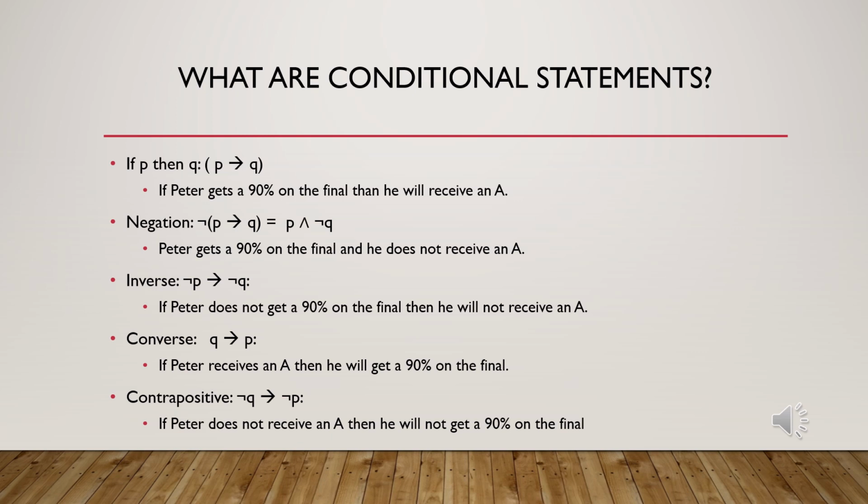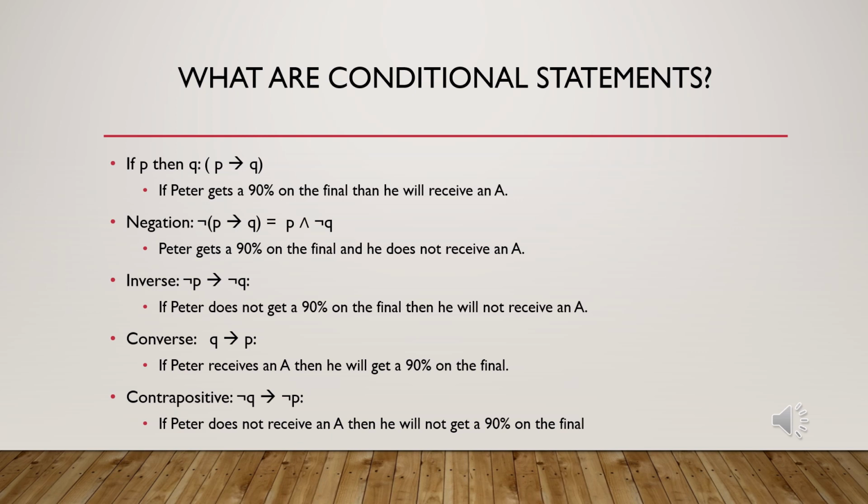What are conditional statements? A conditional statement is an if P then Q statement. The symbol for that is P arrow Q. If Peter gets a 90% on the final, then he will receive an A, is an example of a conditional statement. The negation of a conditional statement is P and not Q. An example of this is Peter gets a 90% on the final and he does not receive an A.